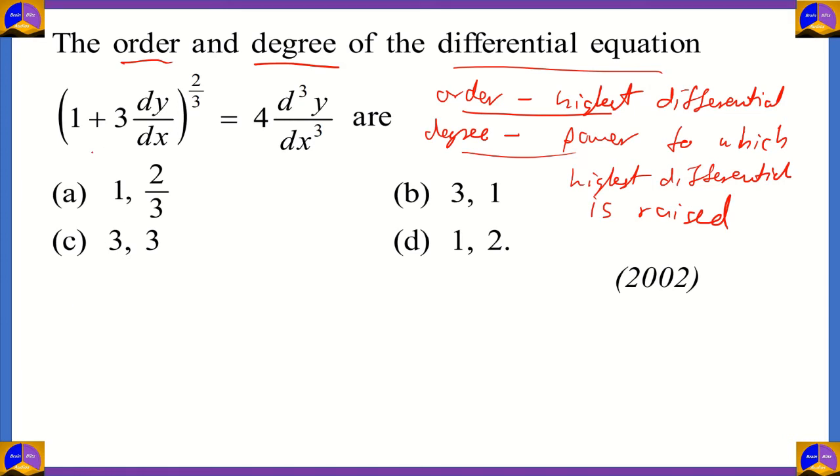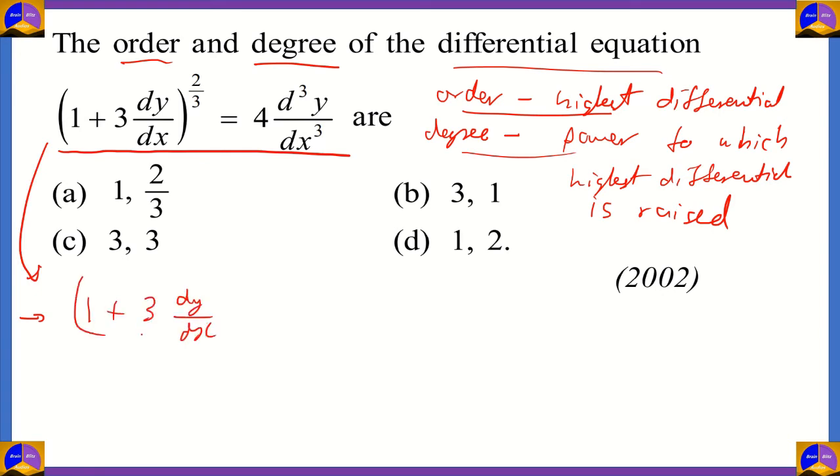So here the equation is 1 plus 3 dy by dx the whole raised to 2 by 3 equals 4 times d cubed y by dx cubed. That equation can be written down as 1 plus 3 times dy by dx the whole square equals 4 d cubed y by dx cubed the whole cube. Since here it is 2 by 3, we intended to simplify it, and so we decided to take cube on both sides. So therefore the left hand side becomes a square and the right hand side is written in terms of a cube.